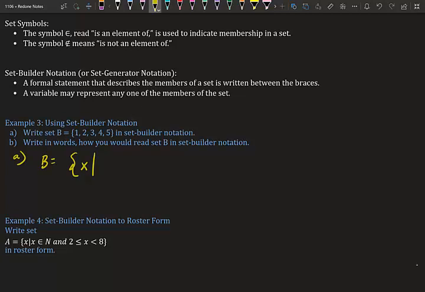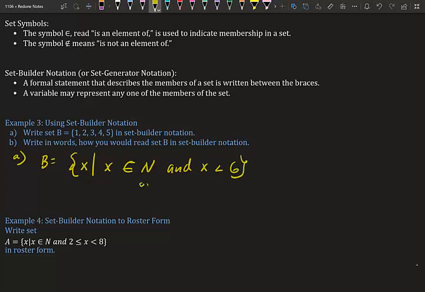Now, 1, 2, 3, 4, 5, those are counting numbers. If I said 1, 2, 3, 4, 5 to a kid, they'd be like, oh, you're counting. Or if I said count to a little kid, they're going to go 1, 2, 3, 4, 5. So counting numbers are also called natural numbers. So we're saying all of these elements in the set are natural numbers. And all those numbers are less than 6, because 1, 2, 3, 4, 5, those are less than 6.